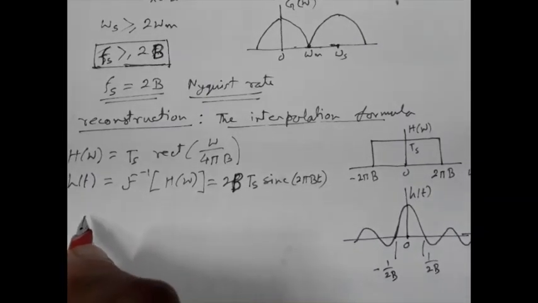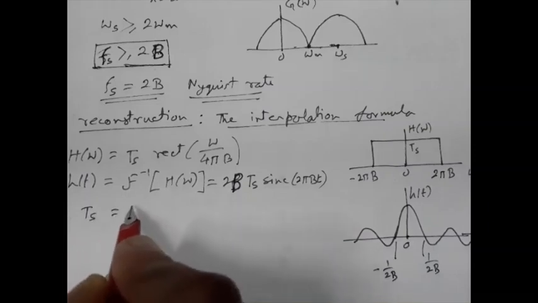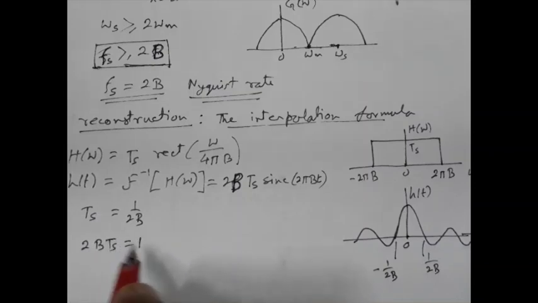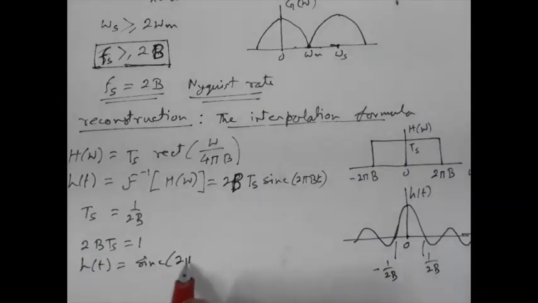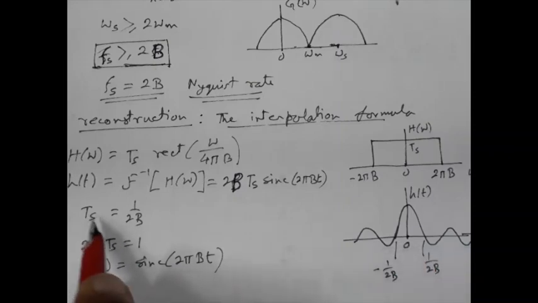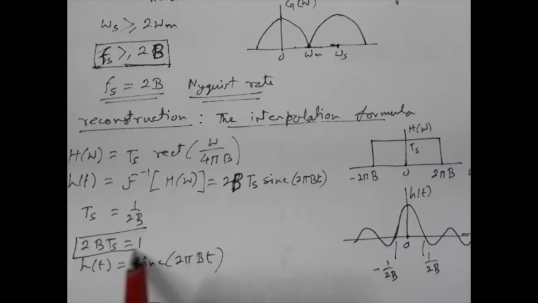Now if we assume that sampling is done at Nyquist rate, that is Ts equal to 1 by 2B, or 2B into Ts equal to 1. Under this condition, h(t) becomes sinc function of 2 pi B t. So this is the h(t) sinc function, and here we are assuming that it is sampled at Nyquist rate.